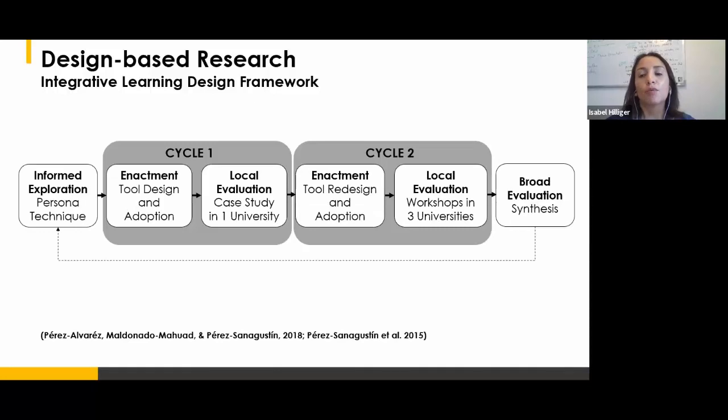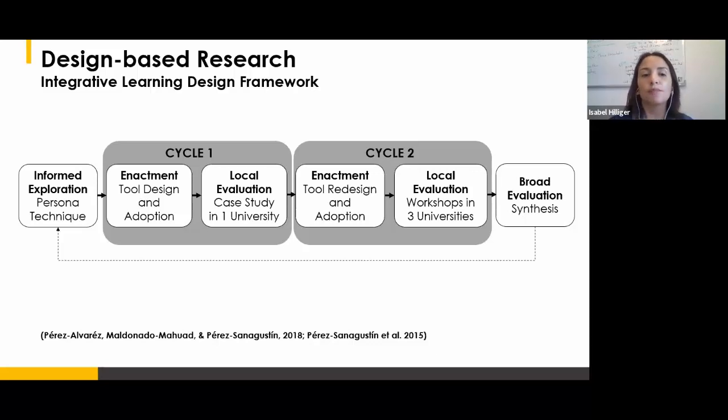We were inspired by prior work conducted by Pérez Álvarez and Pérez San Agustín, and we decided to do this two-cycle design-based research grounded in the integrative learning design framework. We start with an informed exploration phase in which we use the persona technique, then a first cycle in which we develop a tool, and then we did a local study about the use of the tool in one particular university. Then we have another cycle in which, based on what we learned in the first cycle, we redesign the tool and then evaluate it in a broader setting in order to later analyze how the tool supports continuous curriculum improvement.